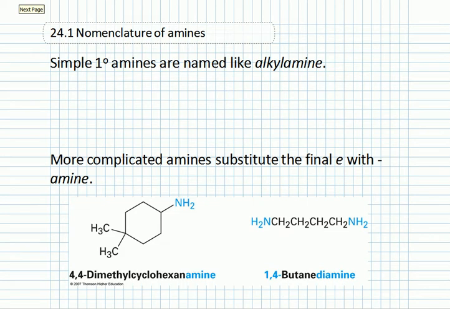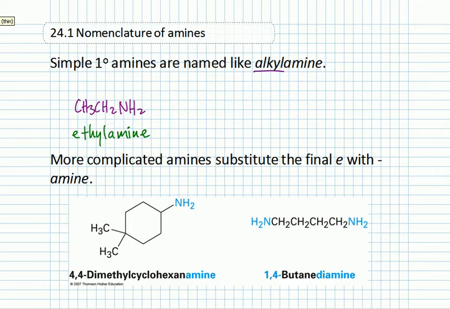So the simplest primary amines are named in variations of alkyl amine. So if I have CH3, CH2, NH2, that's just simply ethylamine, all one word. So if our R group can be named just as an alkyl group, like ethyl or methyl or isopropyl or something like that, okay, we just name it simply like that.